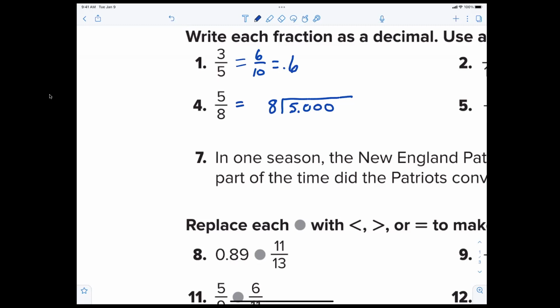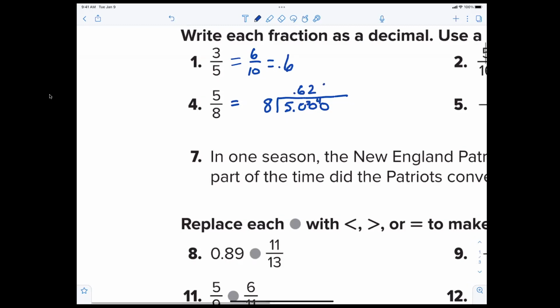How many times does 8 go into 50? You got it. 6 times. How many left over? Good. How many times does 8 go into 20? Twice. How many left over? 8 goes into 40. You are amazing. There we have it. 0.625. Everybody happy with that?